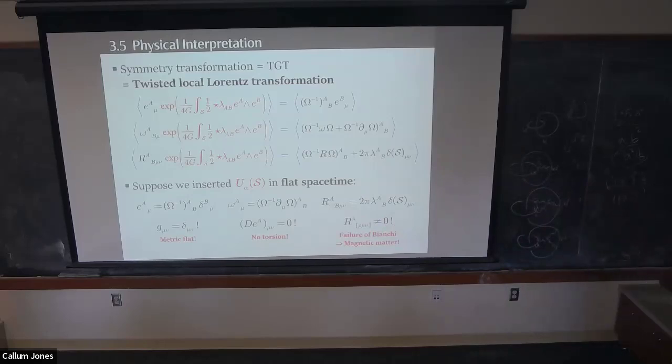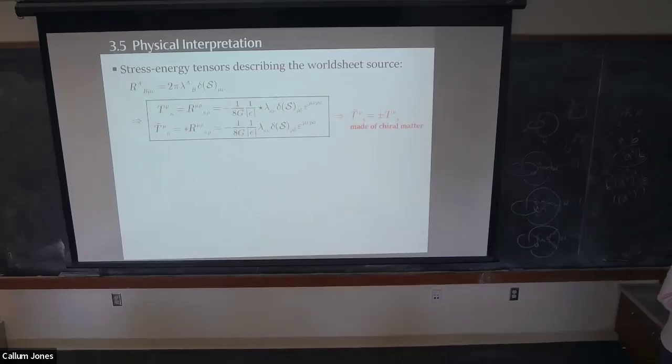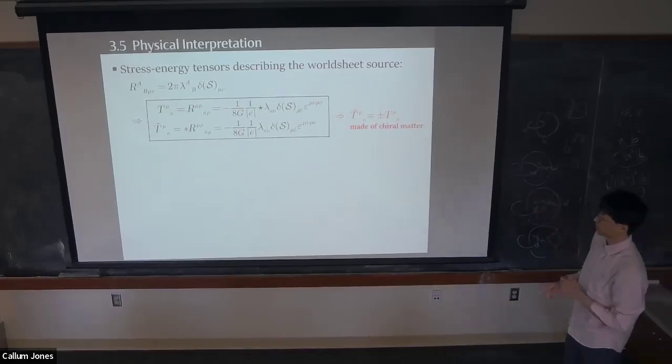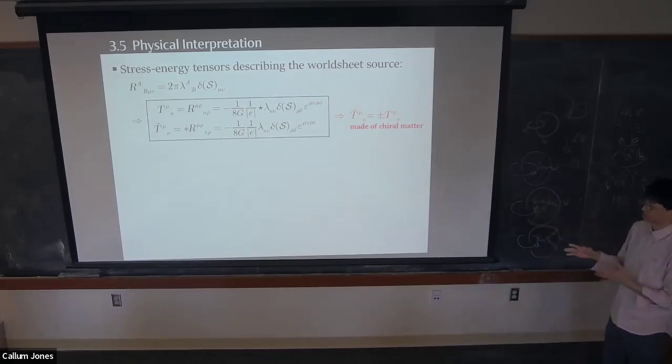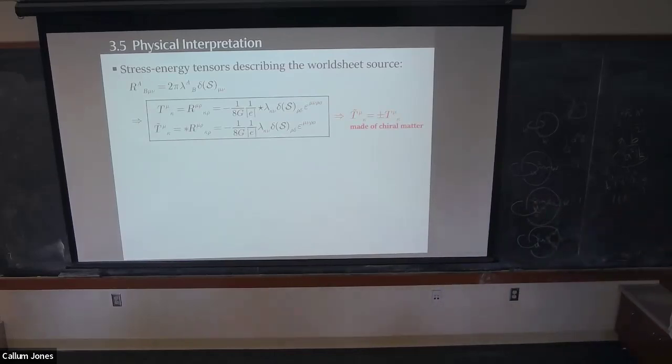And crucially, the failure of the Bianchi identity is signaling the presence of magnetic matter. So this string should be describing some exotic worldsheet source. We can explicitly describe a stress energy tensor and also the magnetic stress energy tensor, which is just the violation of the Bianchi identity. And it turns out that the magnitude of the magnetic stress energy tensor equals the magnitude of the electric stress energy tensor. So in this sense, we interpret this object as a string made of chiral matter.